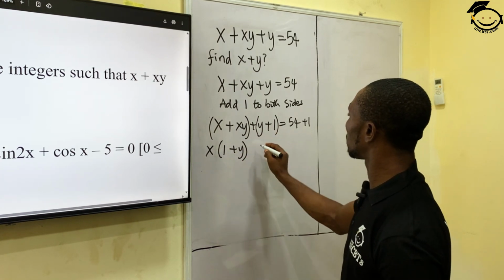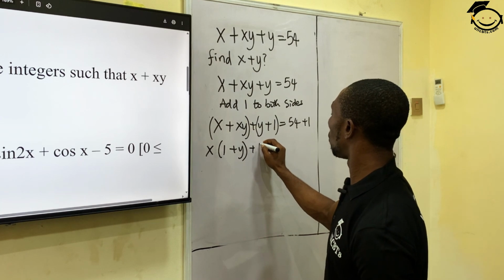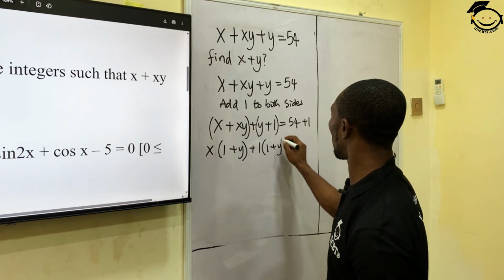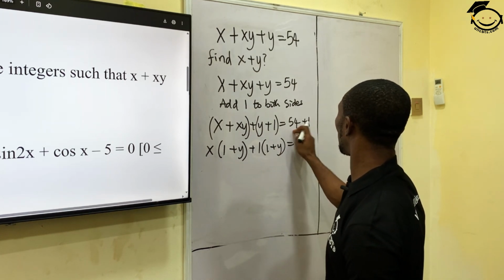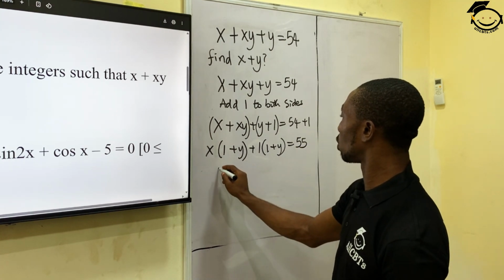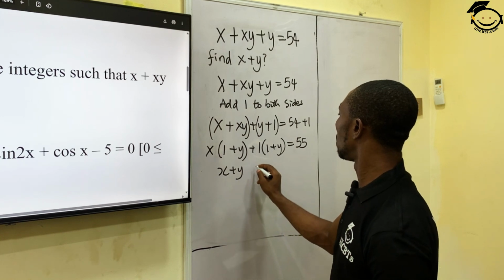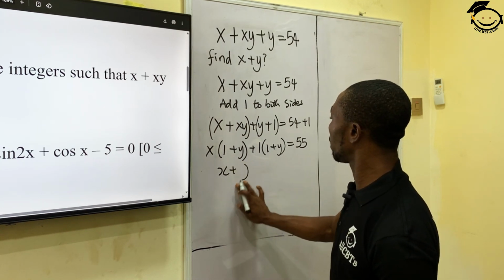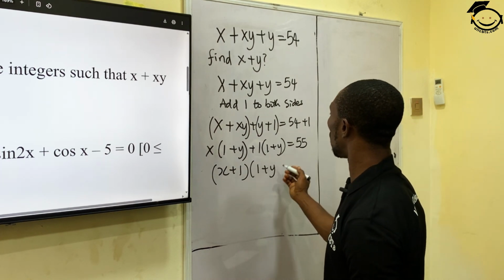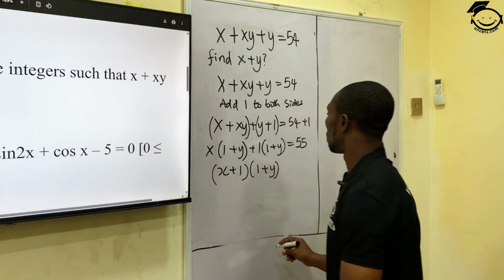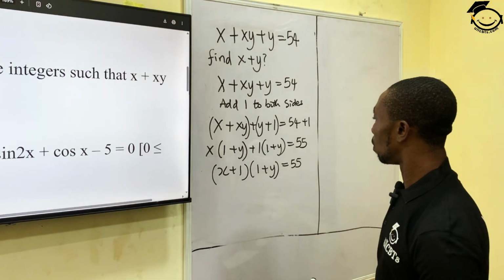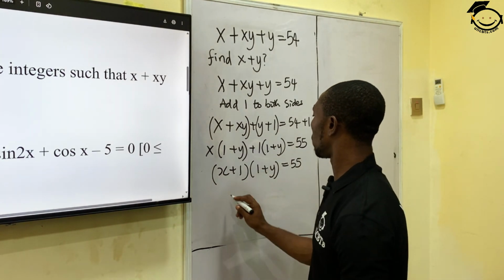And if we bring out this common term here, we have 1 bracket 1 plus y equals 54 plus 1, which will give us 55. So this becomes x plus 1 and 1 plus y, or y plus 1, whichever way, okay, equals 55.